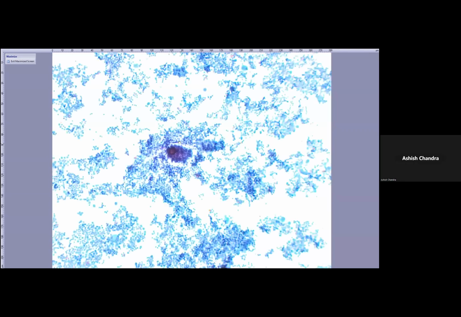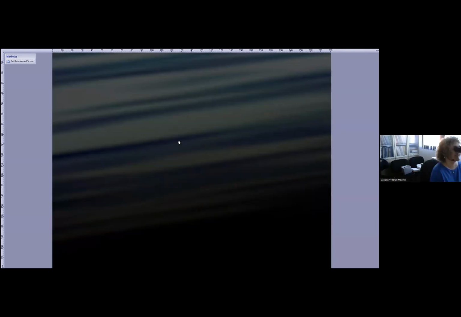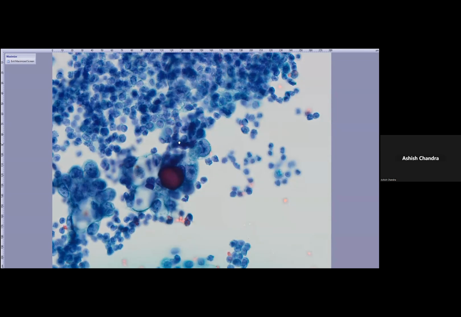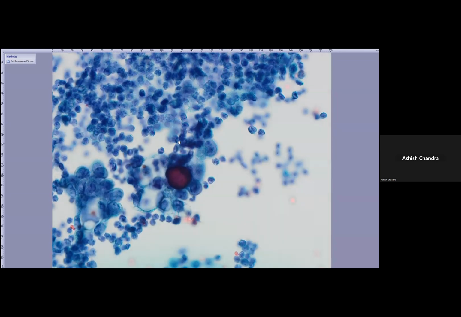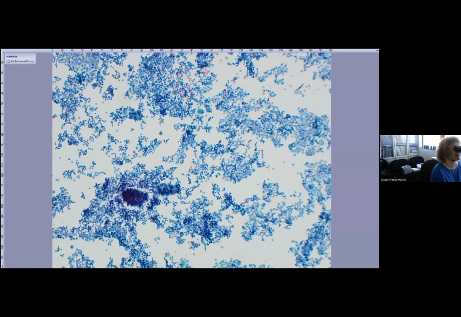It's nice to get our eye in with the first case being something that's high grade, so that we can appreciate the difference with the benign cells in the background in terms of their size and architecture. So yes, great. Sure. Thank you.